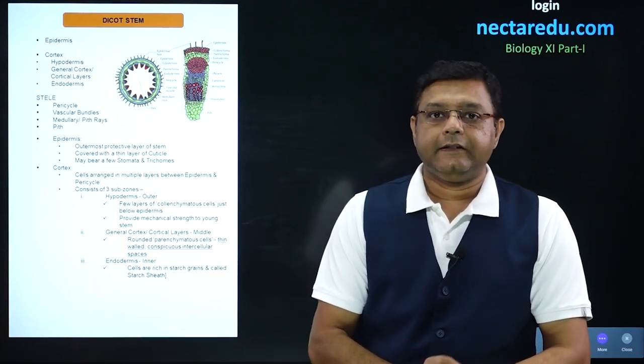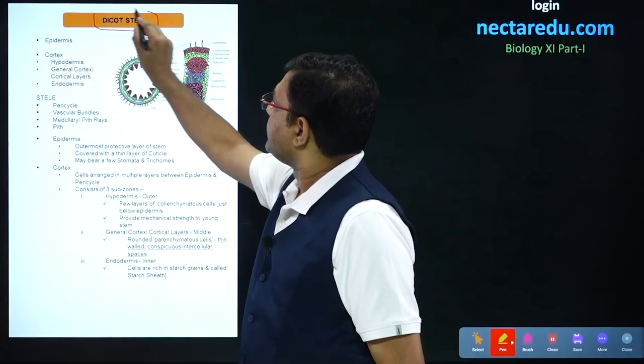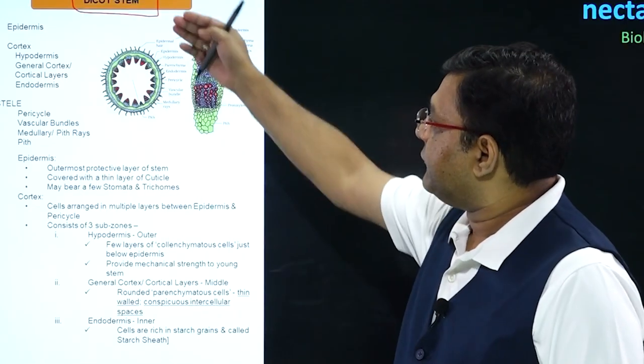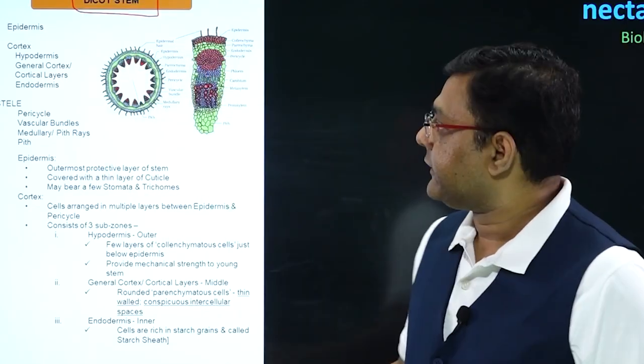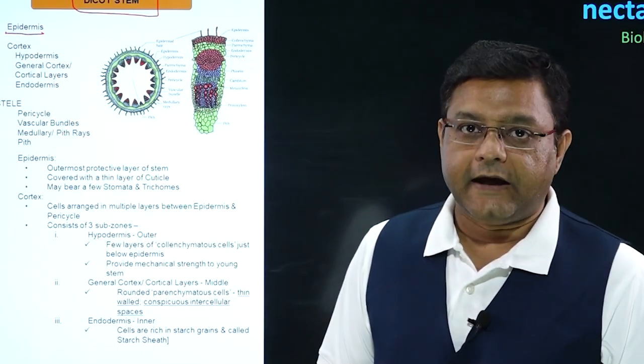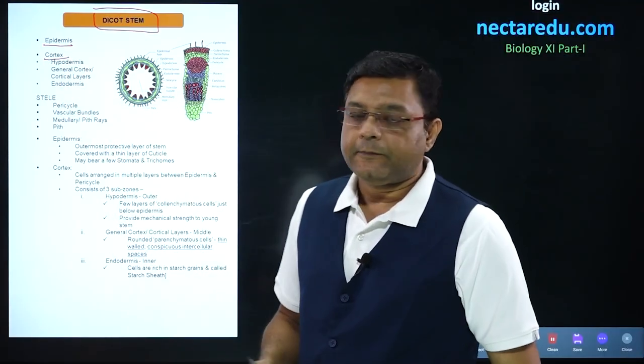Good day to all. In this particular video, we will look into the anatomy of dicot stem. If we talk of different parts that are present in dicot stem, then we can say that the outermost part is the epidermis. Below epidermis, cortex is present.